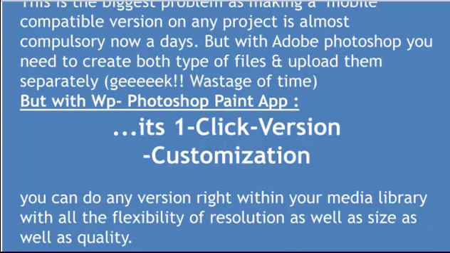But with the WordPress Photoshop Paint app, it's just one click version customization. You can do any version right within your media library with all the flexibility of resolution as well as size as well as quality. You can control anything related to that and make it customized for any version, whether it's PC, mobile, tablet, iPad, same as tablet. Okay, you can do it.